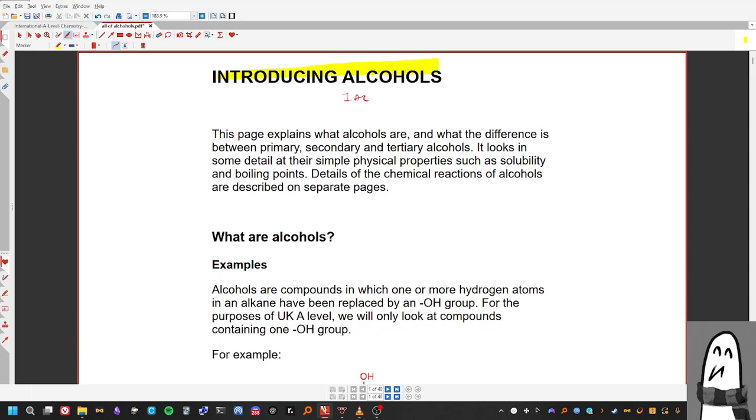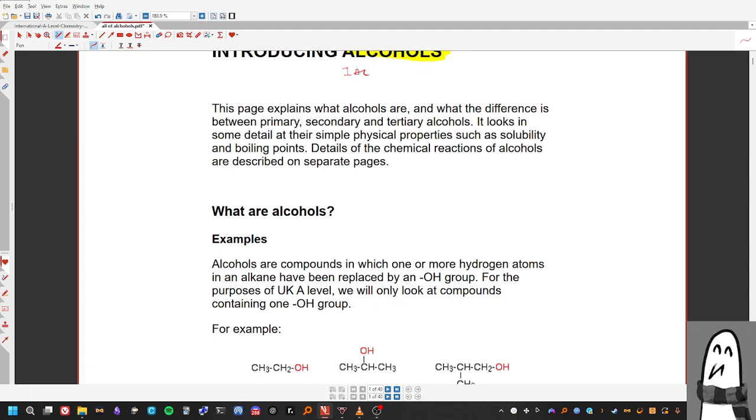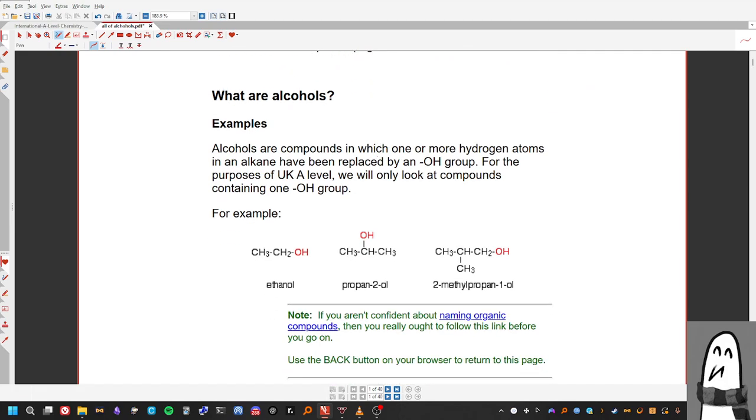So introducing alcohols is our first topic, just basically to know what these things are. What we're learning are just what they are, and what's the difference in primary, secondary, tertiary. It's going to be similar to haloalkanes. I'm going to be taking a lot of reference from there. It looks similar in some detail as their physical properties such as bonding properties. So we're going to be looking at two things inside them. Chemically, we're going to be looking at their physical properties such as solubility and boiling points. Then the detailed reactions are on later pages.